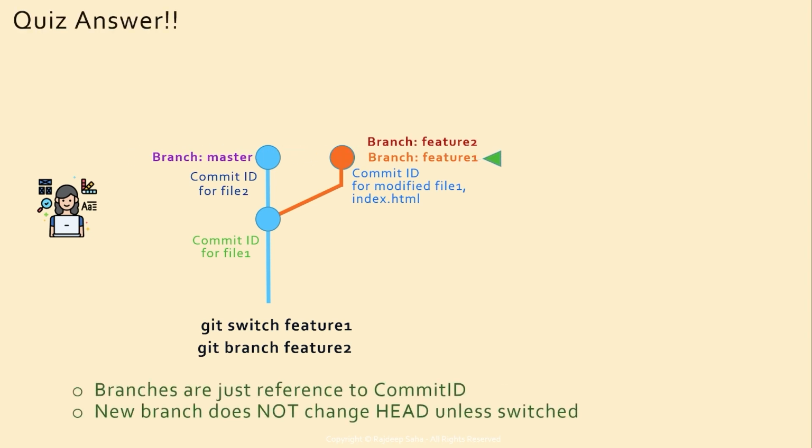Alright, so when you do git switch feature 1, the head goes to feature 1. So currently you are sitting at the branch feature 1. And then when you run git branch feature 2, remember a branch is always a copy of an existing commit. Since you are sitting at the branch feature 1, the feature 2 branch will be looking at the latest commit ID from feature 1. And creating a new branch does not change the head unless you explicitly switch to the new branch.